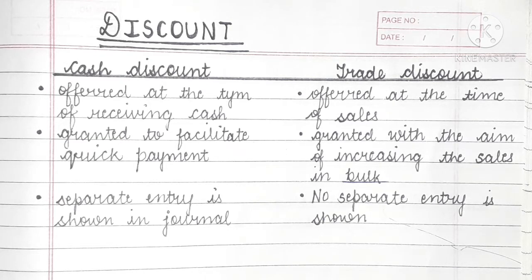The last difference is whether a separate entry is shown in the journal. For cash discount, we show a separate entry in the journal, while in the case of trade discount, no separate entry is shown. And the examples of these we'll see further in the video. So let's get started with the journal entries.